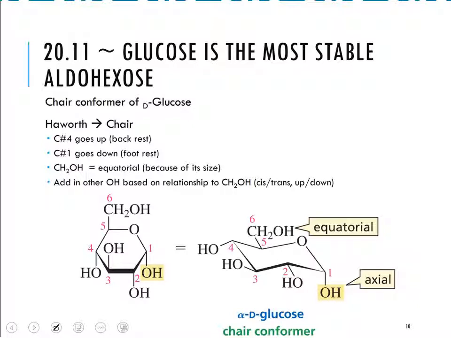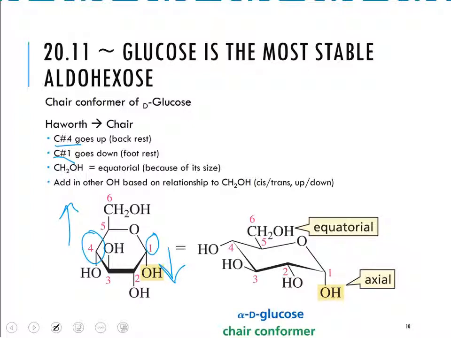And here are our little tips and tricks to do this. We're going to take carbon number 4 and we're going to point it up. So we're treating that as the headrest of our lounge chair. And carbon number 1 is going to point down, so it's going to be treated as the footrest of our chair.